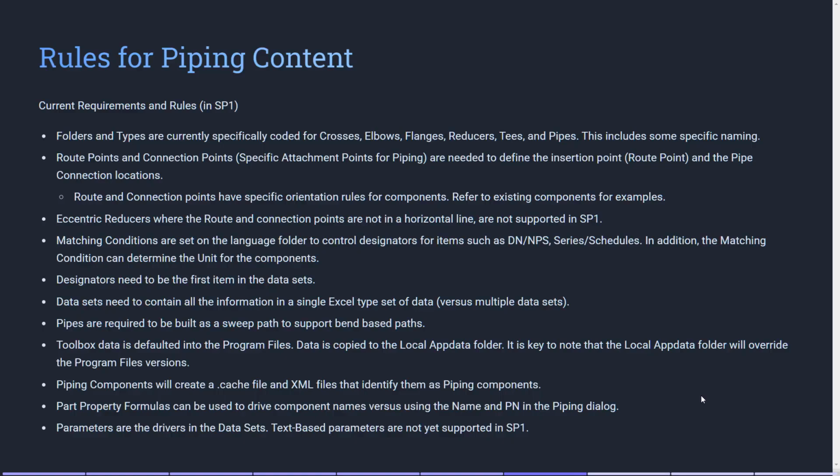So that's kind of one of the benefits of our product, and the way we're going to do this is allow you to create your own components. So if we don't have a certain type of component that you need, you can download the information and create your own component. The next point here is the route points and connection points.